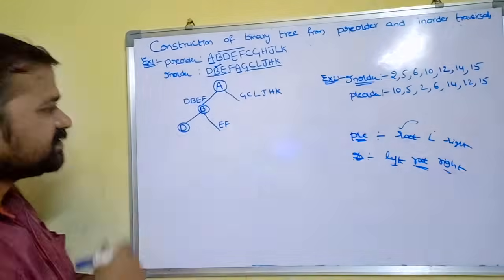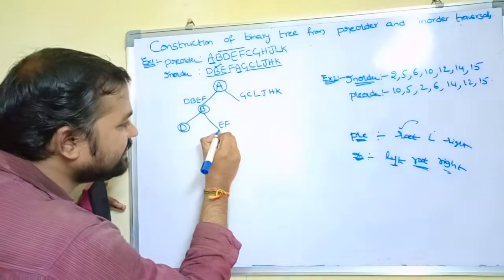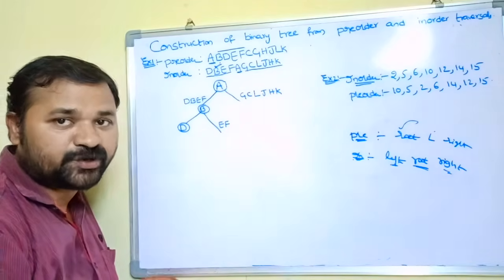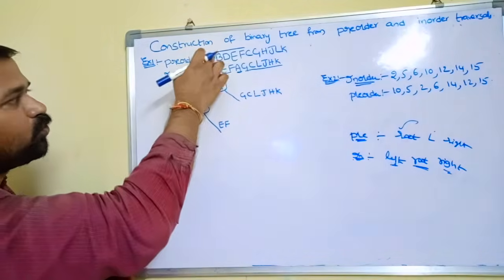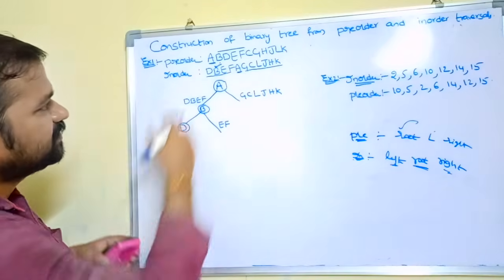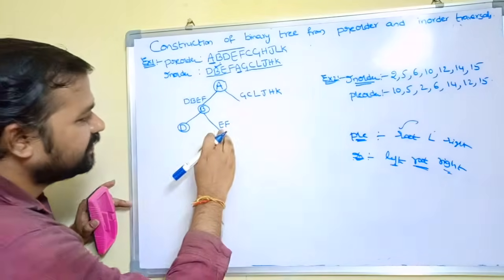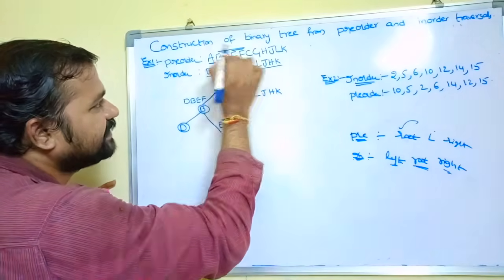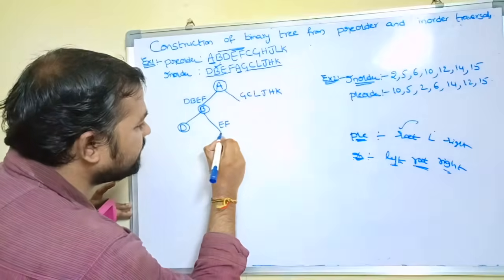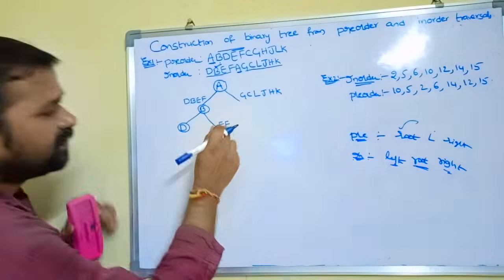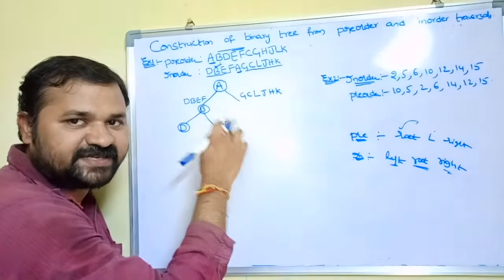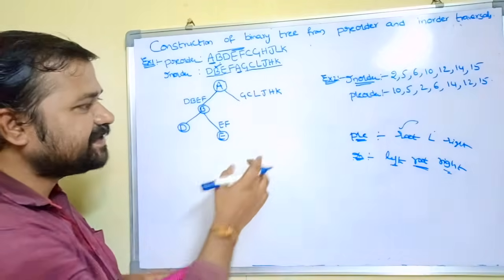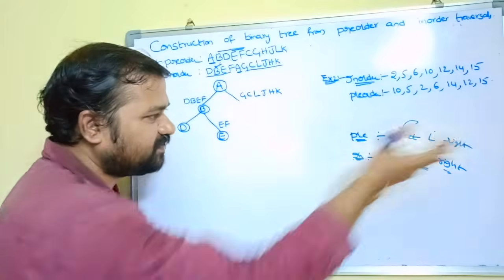Now we have to search for EF. In EF, what is the root node? In order to know the root node, we have to go to the preorder traversal. Between E and F, which is the starting node? E is the starting node. So E becomes the root node. Next we have to determine whether F is the left subtree or right subtree. Here there is no problem in preorder, since after the root we have left and right only.